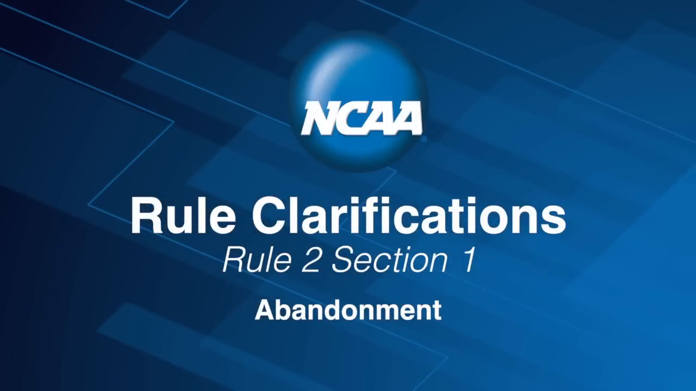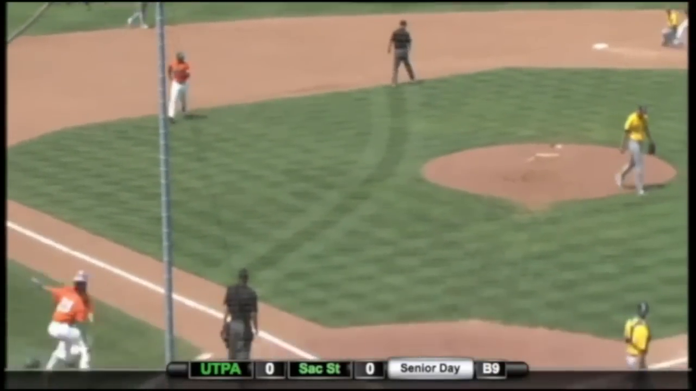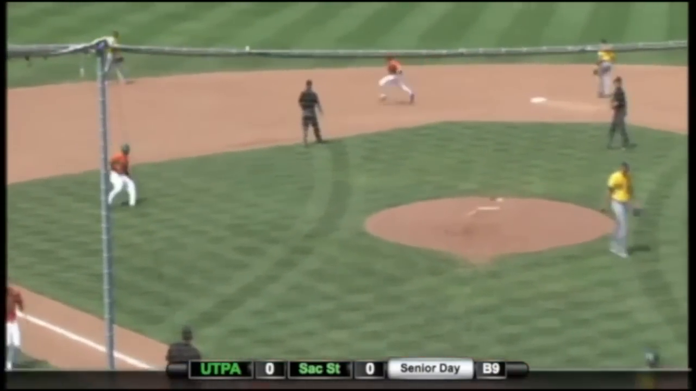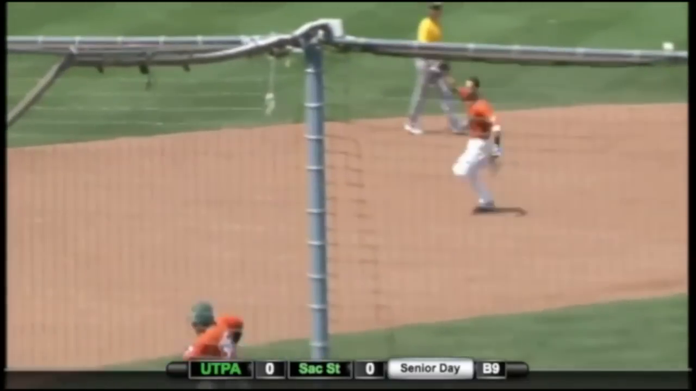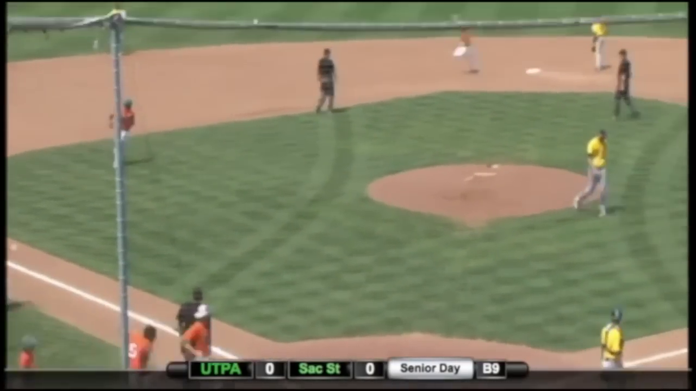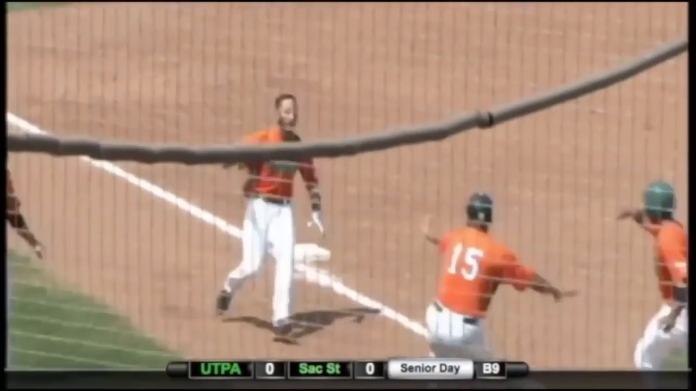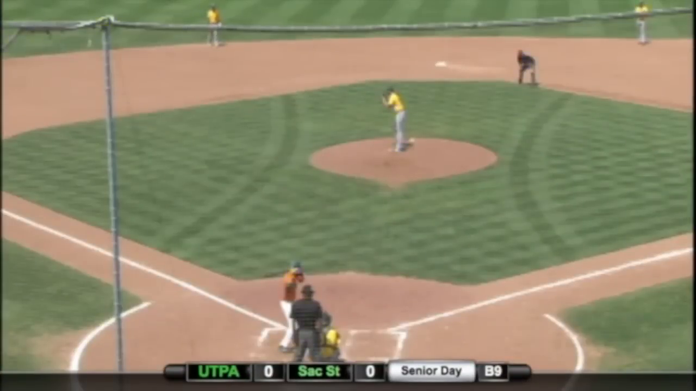2.1. A definition has been added to the rules for abandonment. It is the act of any runner who leaves the base path after reaching first base and heads for his dugout or defensive position, believing there is no further play. If an umpire judges that this has occurred for a runner, the runner may be called out for abandoning his effort to run the bases. This is not an appeal play.